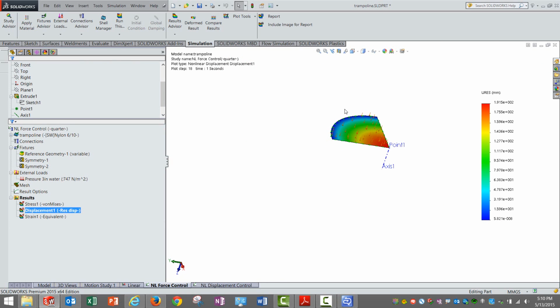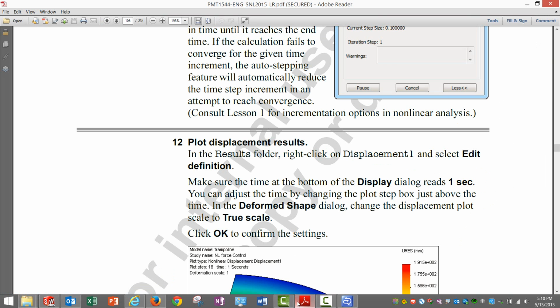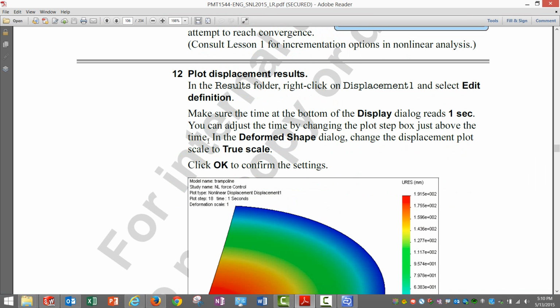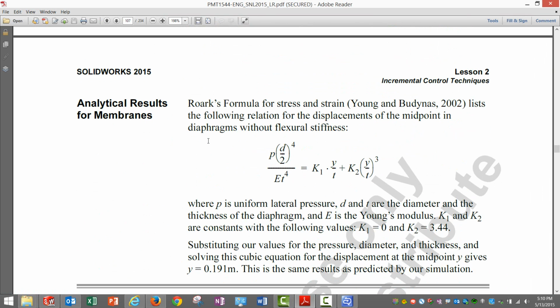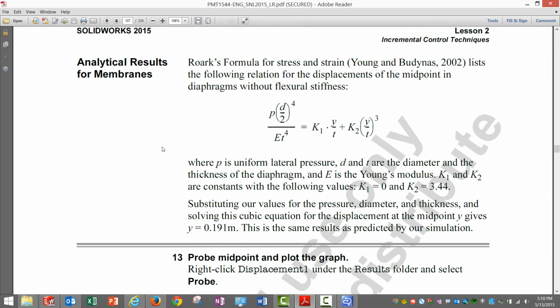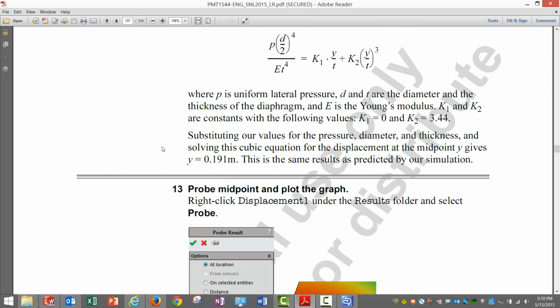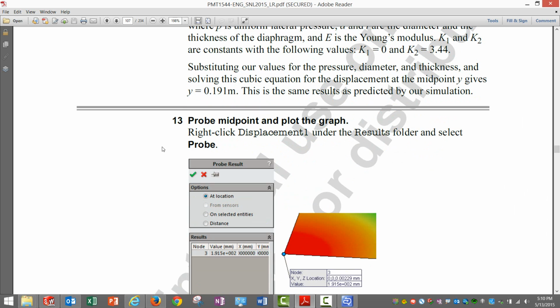Okay, so this is what it is. Let me check plot displacement results. One second. Yeah, this we saw. By the way, there is an analytical equation as well for solving such membranes, or you can use it and try to compare the results if interested.